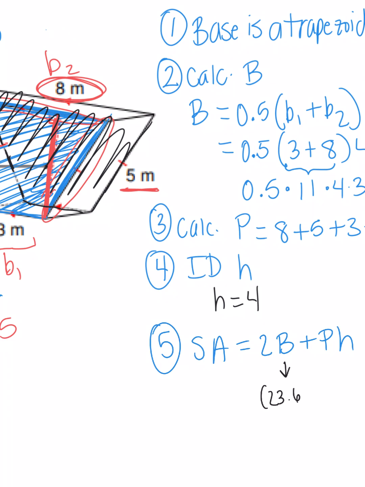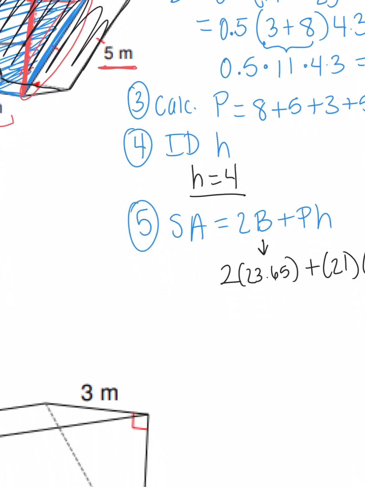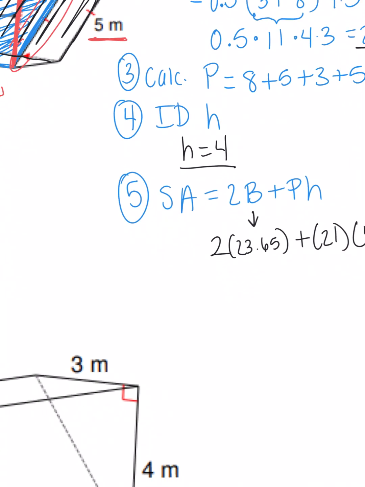So I'm going to put that here, and the 2 comes out front. I know that capital P was 21 and H was 4. So just like we did with the prisms and with the cylinders, I'm just going to plug this into the calculator. Again, you can do it in one calculation or you can do it in 2 separate calculations.